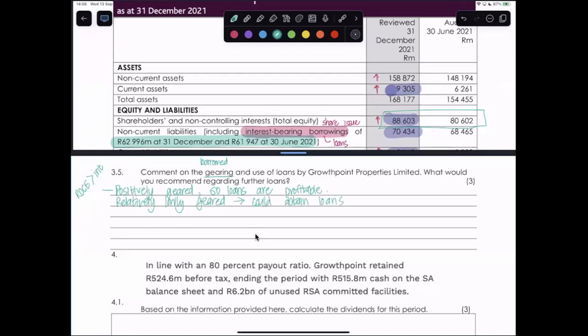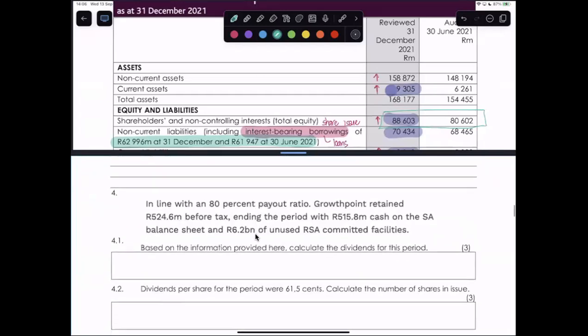And obviously develop these ideas, write nice full sentences, because it is for 3 marks. So you need 3 solid ideas to get those full 3 marks.